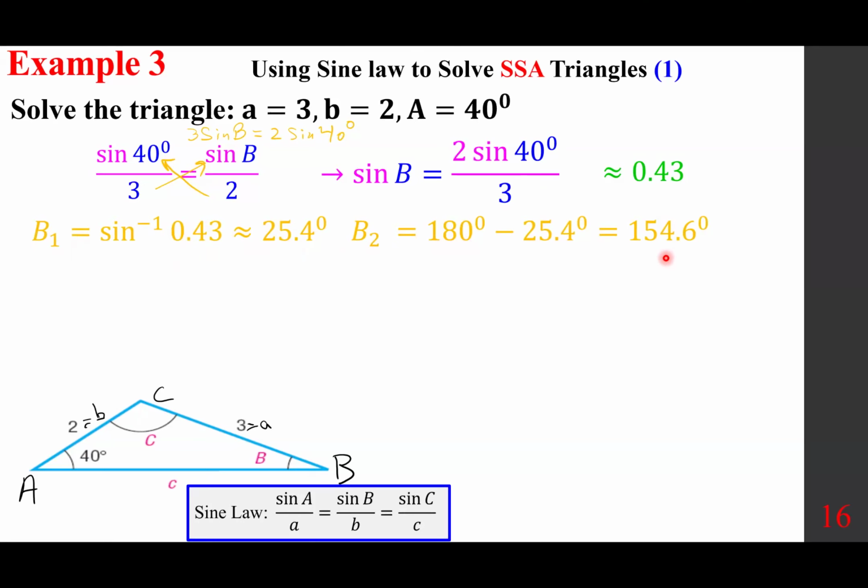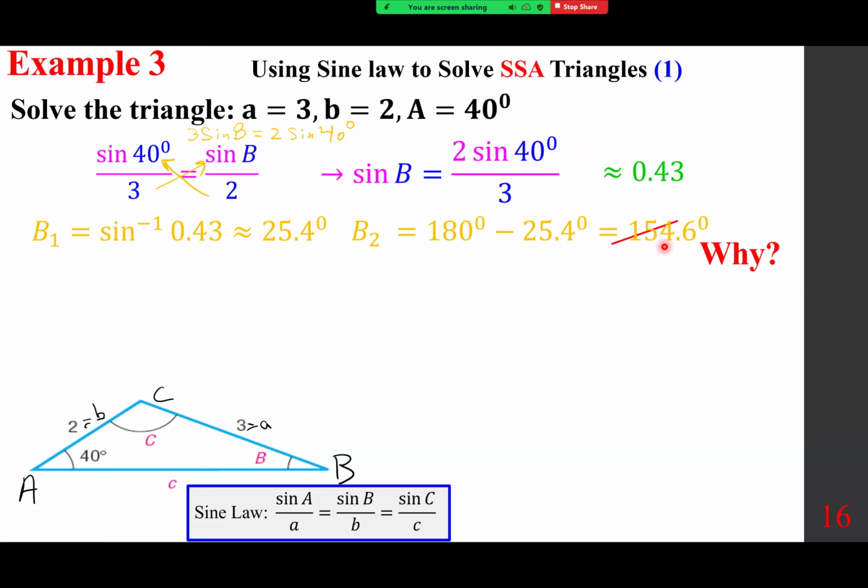So what happens? I'm going to cross this out. Why is that? The three angles must add up to 180. One of them is 40. If I add just these two, I get 194.6. Can't work. That's why it's out.